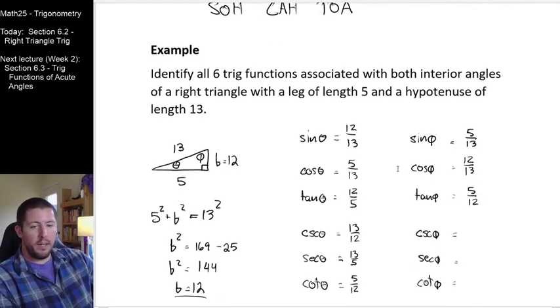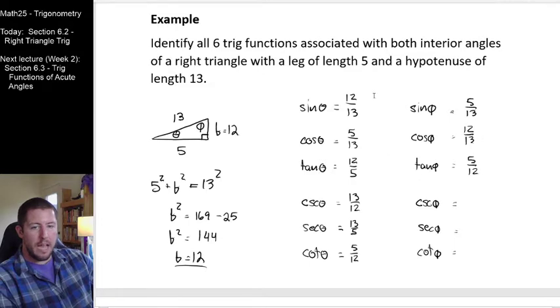Now, before we go ahead and wrap up the last ones, you should look at these top 6 right here, now associated with theta and with phi, and you should notice that there are some pretty close relationships there. We're going to talk about those a little bit more at the end of the video here, but some pretty close relationships right here.